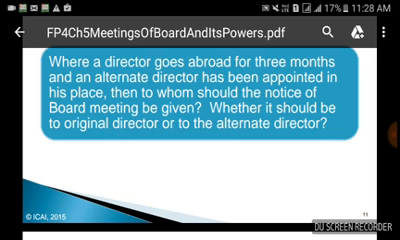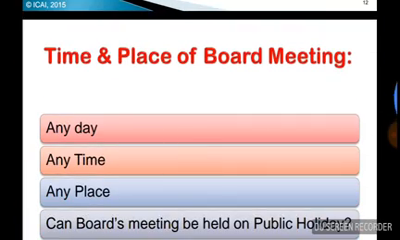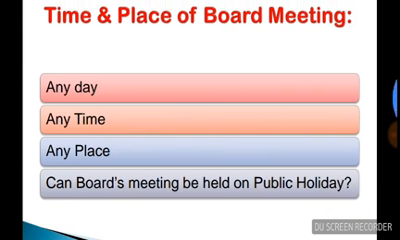So whether it should be sent to the original or to both, the board meeting notice has to be sent to each and every director. Time and place of board meeting: the Act did not put any restrictions on the company. It doesn't say you should conduct the meeting at this place only, at this time only. The Act doesn't want to interfere in each and every aspect of the company. Hence, it's the decision of the company where and at what time to conduct, as per the convenience of the directors.